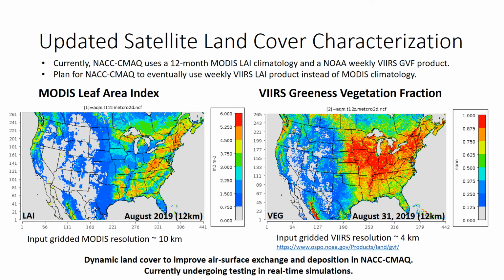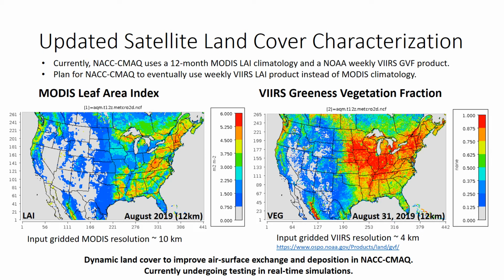Here I show an updated satellite land cover characterization, where currently NACC-CMAQ uses a 12-month MODIS LAI climatology and a NOAA weekly VIIRS GVF product. The plan is for NACC-CMAQ to eventually also use VIIRS LAI product instead of MODIS climatology. On the left is MODIS leaf area index, and on the right is the VIIRS greenness vegetation fraction for August 2019 at 12 kilometers after being processed by NACC.